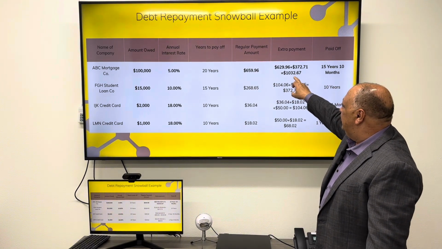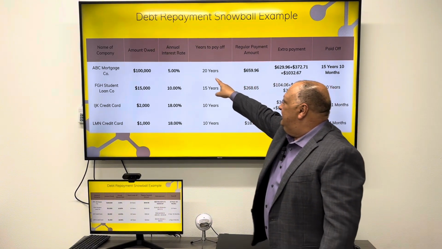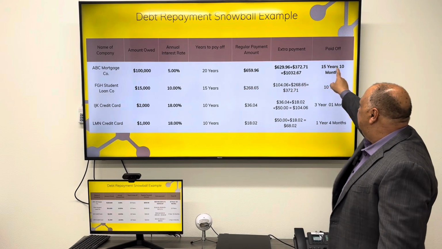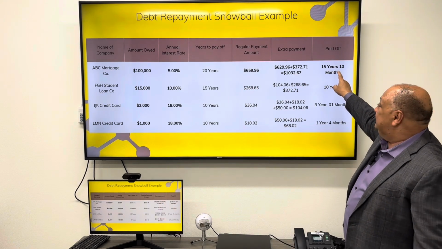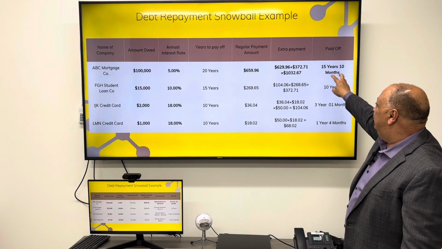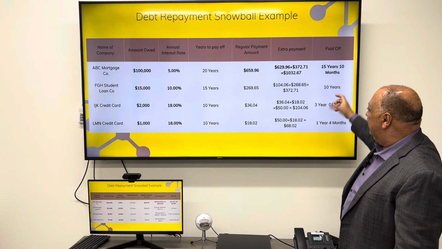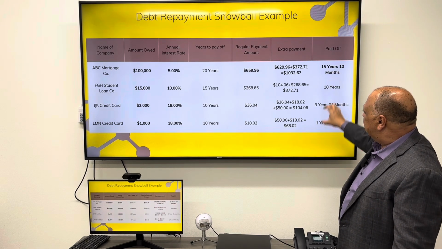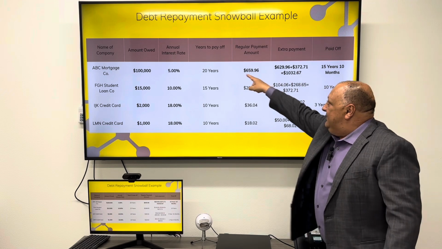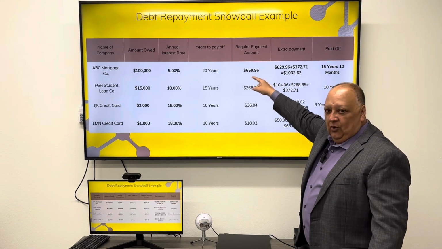So you send in 1,032. And now this is going to be paid instead of 20 years, you're going to save 5 years here, but you're going to pay it off in 15 years, 10 months. But again, because of the fact that you're sending off extra payments here, this payment continues for the first 10 years at the normal amount.